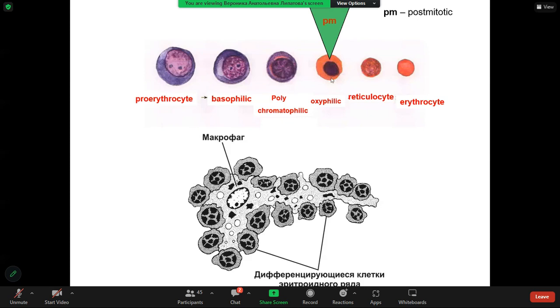And here, these are features of degeneration of nucleus before enucleation. This is post-mitotic stage of differentiation in erythropoiesis. This is a view of erythroblastic islets. I'll demonstrate another picture in next slides.